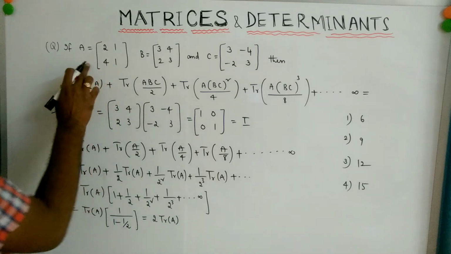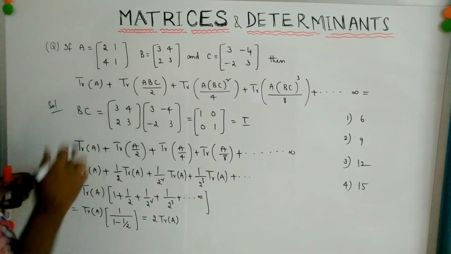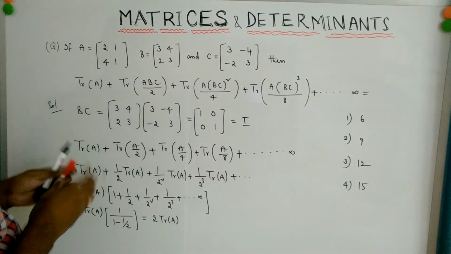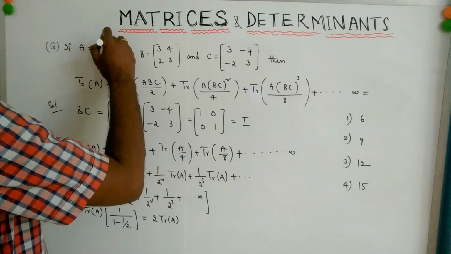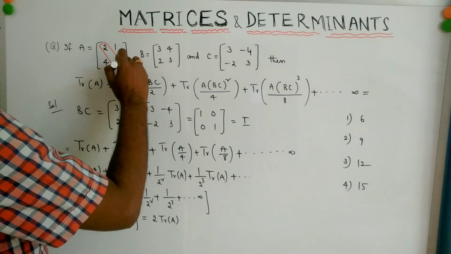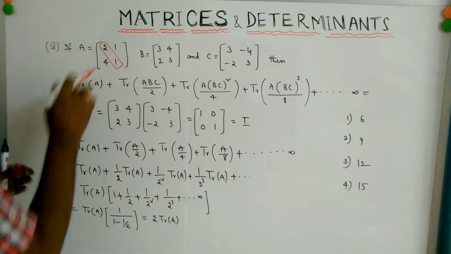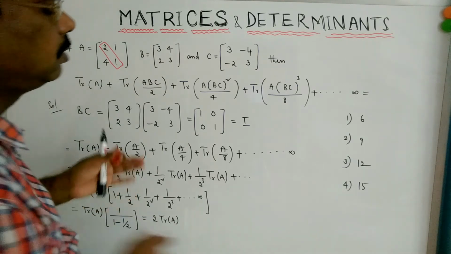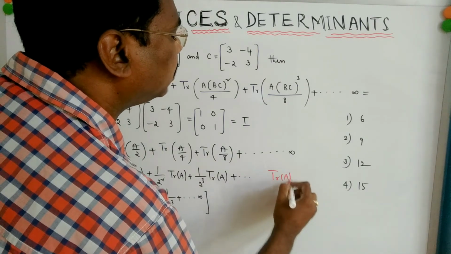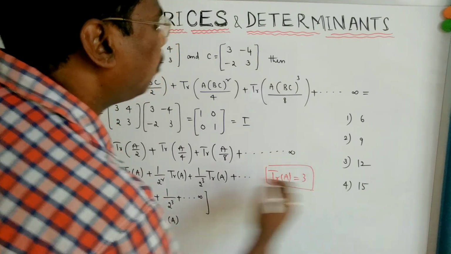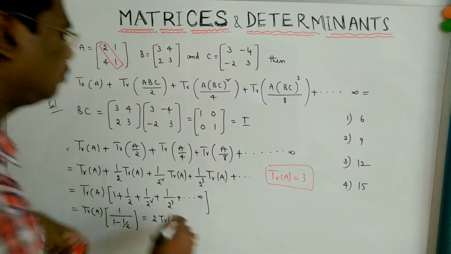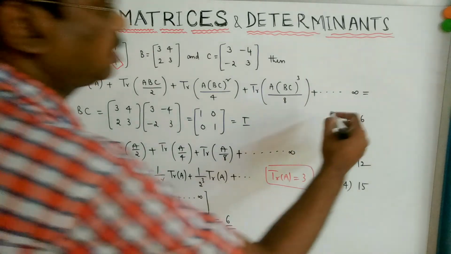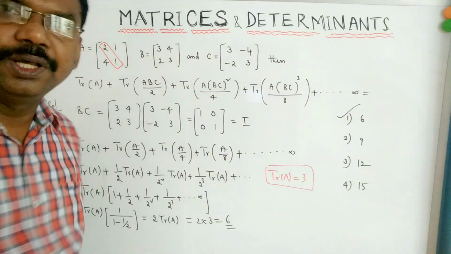Now A value is equal to [2, 1; 4, 1]. Now trace of A means sum of all principal diagonal elements. Now here 2 plus 1, 3. Now trace of A is equal to 3. Now 2 into 3 is equal to 6. Therefore total expansion value is 6. Option 1 is the correct one.